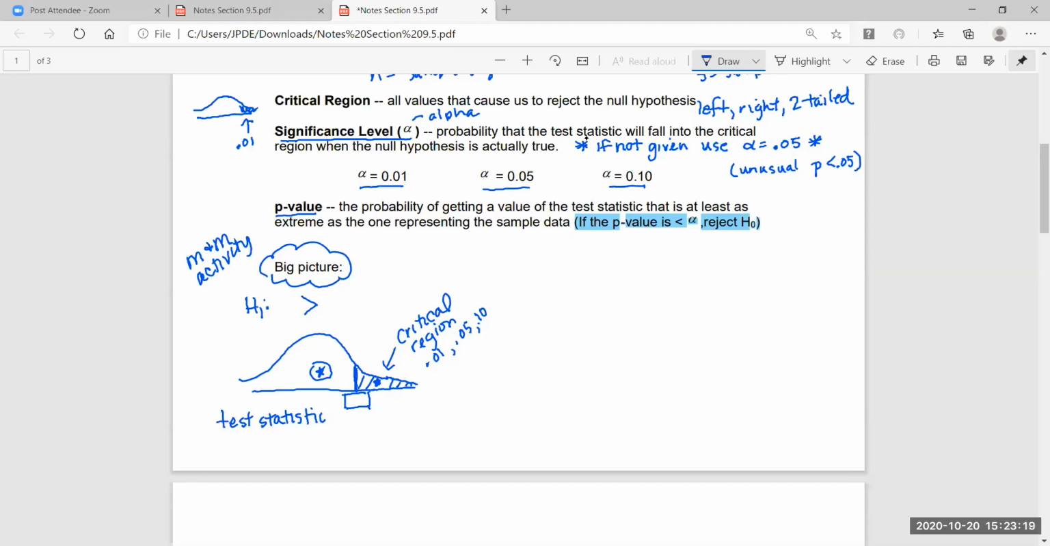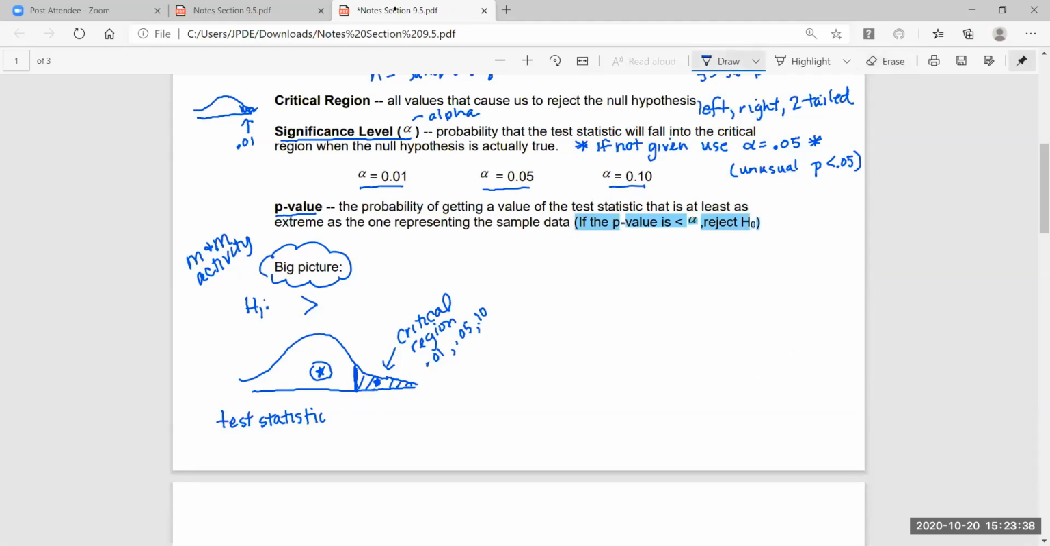And it used to be that p-values were a little more challenging to find. Now it's easier to find p-values. So the method we're going to use with the p-value, we're not going to get this critical value right here.